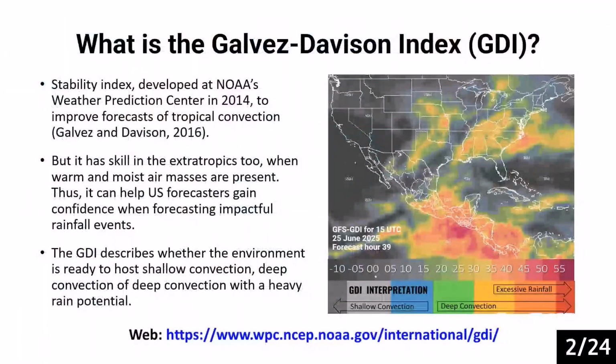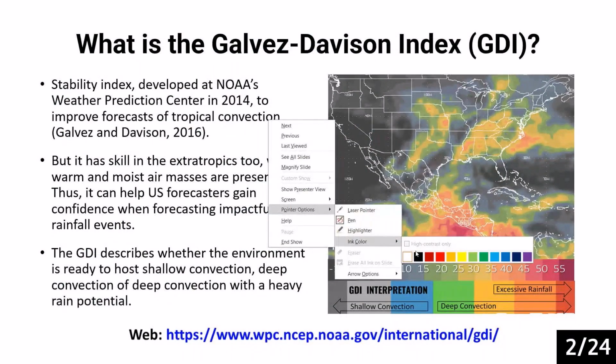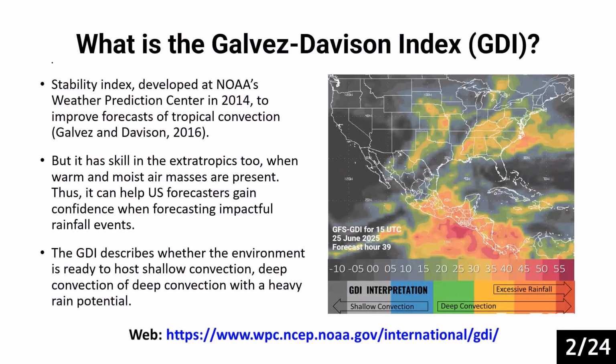Okay, so what is the Galvez-Davison Index? The GDI is a stability index that was developed by NOAA's Weather Prediction Center in 2014 to improve the forecast of tropical convection. But it also has skill in the extratropics as well, where warm and moist air masses are present. Therefore, it can help US forecasters gain confidence when forecasting impactful rainfall events. If the GDI is very high and you're forecasting a rainfall event, and then you look at all the different variables and they align with a potential of heavy rainfall, then your confidence increases.